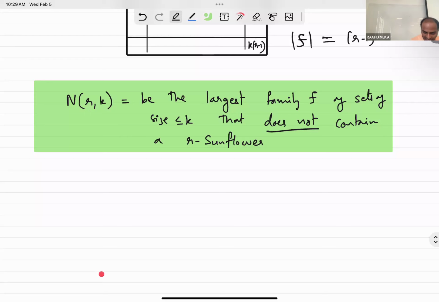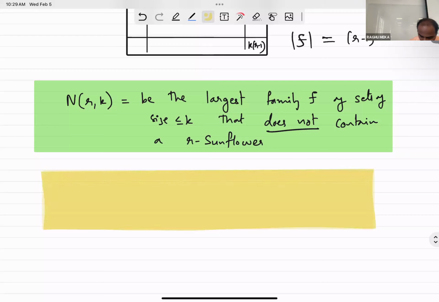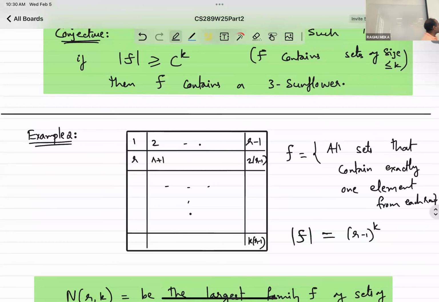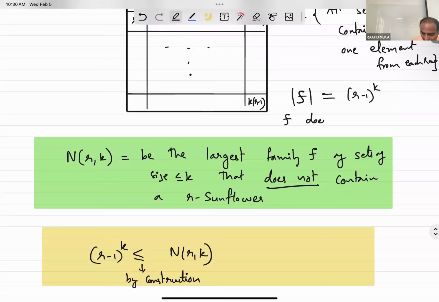So what did we just see? There is a family. So what do we know? We know that R minus 1 to the k is at most n of R comma k. Okay, this is by construction. Right, so this example 2 shows that there is a family of size R minus 1 to the k and does not contain a sunflower. Okay, so F does not contain an R sunflower.